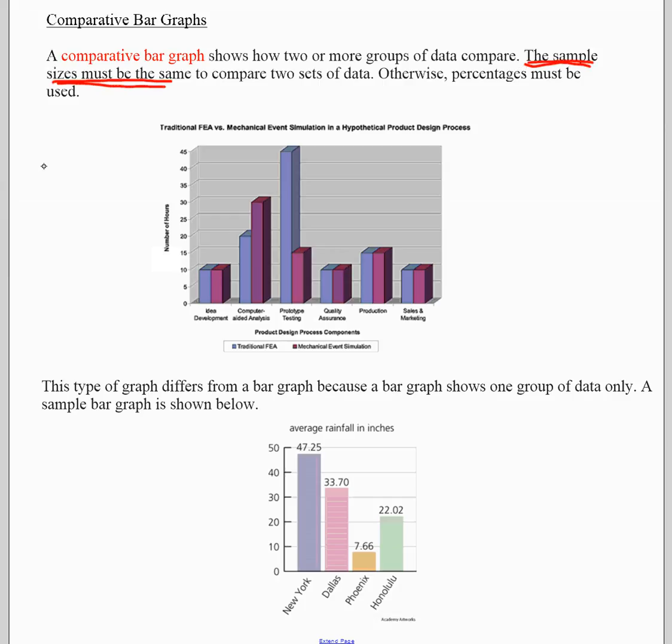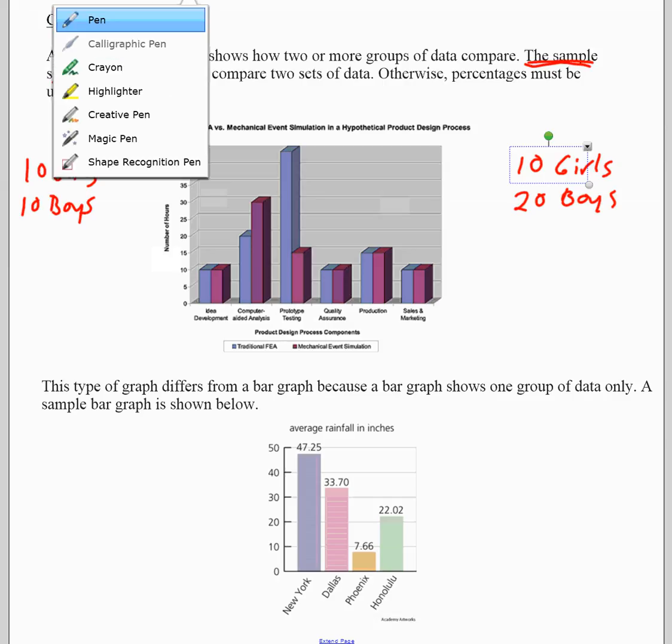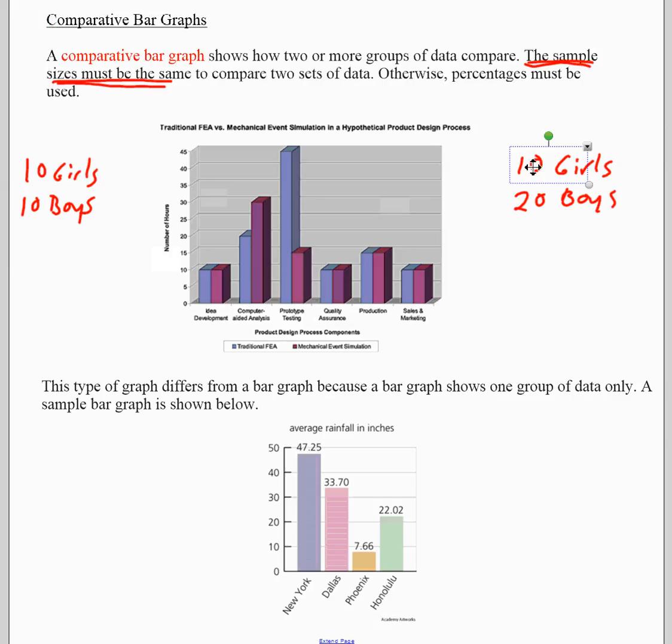For example, if one class has 20 girls and the same class has 20 boys, we can compare them. We can make some statements about who thinks what and why someone thinks more. But if we had a class that had 10 girls and 20 boys, we can't just compare them as is, because naturally in this class, boys are going to say things more frequently than girls because there's more boys. So in this class, for example, if 5 girls said their favorite color was blue and 2 boys said their favorite color was blue, we could say that more girls like blue than boys.